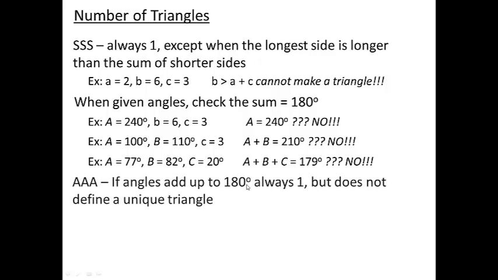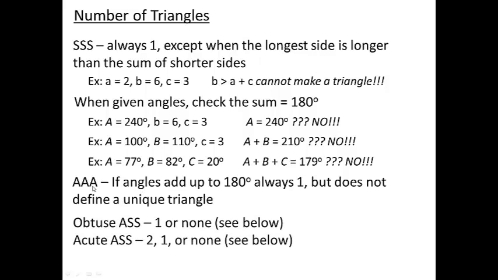Okay. If you give me an angle, angle, angle, you can tell how many triangles there are. It's always going to be one as long as they add up to 180 degrees, but it does not define a unique triangle. You can't do anything with the sides. You don't know how big that triangle is. You just know the angles on that triangle.